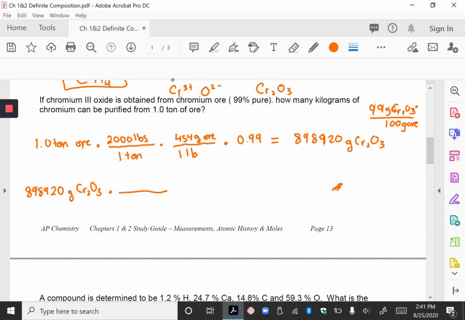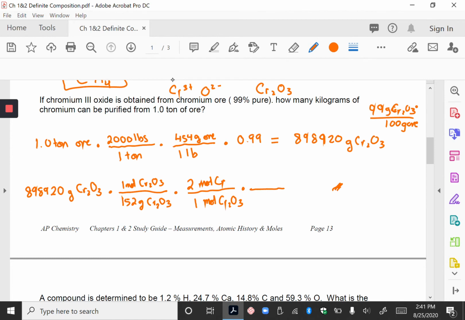And then I can use my molar ratio to go to chromium. So in order to go to the molar ratio, I need to go to moles of the chromium oxide. 1 mole of Cr2O3, molar mass is 152 grams. Then now we can do the molar ratio, moles of chromium oxide. 2 moles of chromium. There are 2 moles of chromium for every 1 mole of chromium oxide.